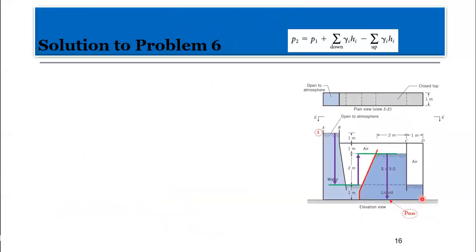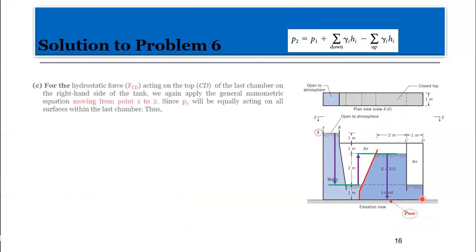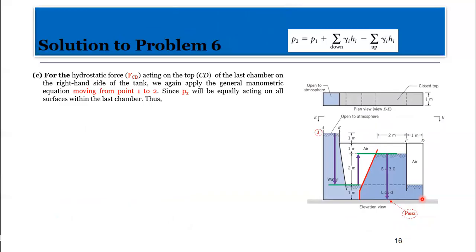So if we look at the diagram again, now this is what we are dealing with. The last part is saying that we have to now find the hydrostatic force FCD acting on the top CD here, right? Now remember, we can find the force if we know the pressure, because I know that pressure is equal to force over area. So this means that my force is simply P times A.